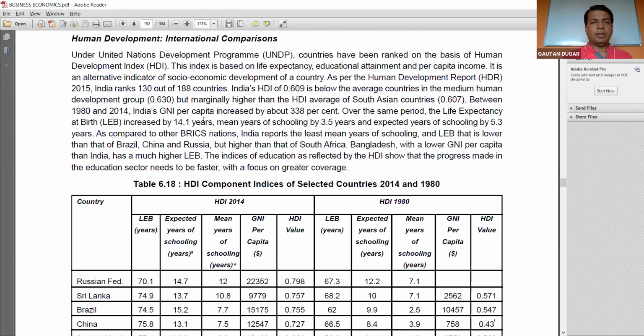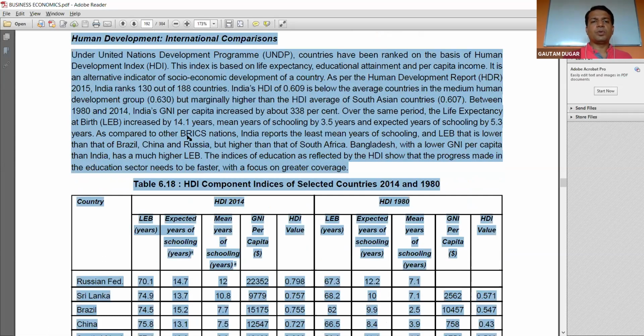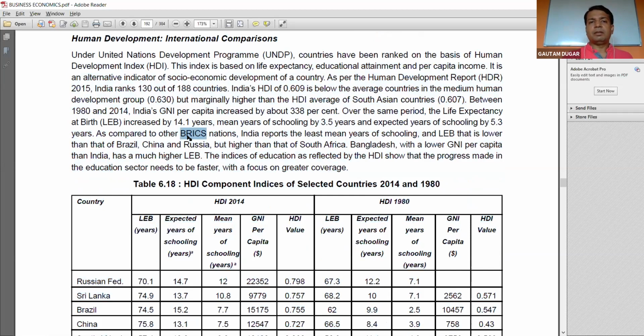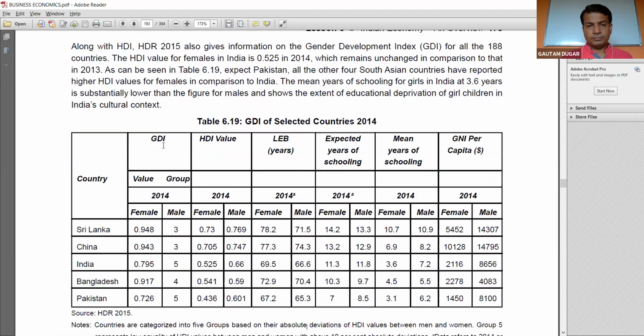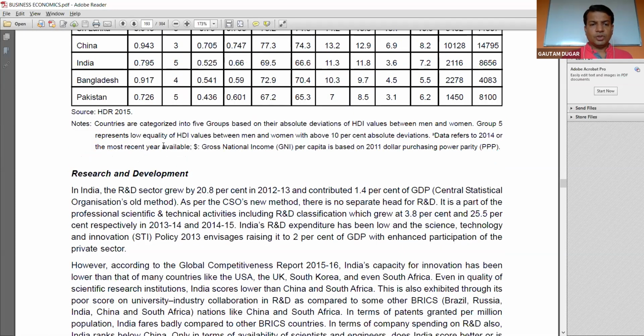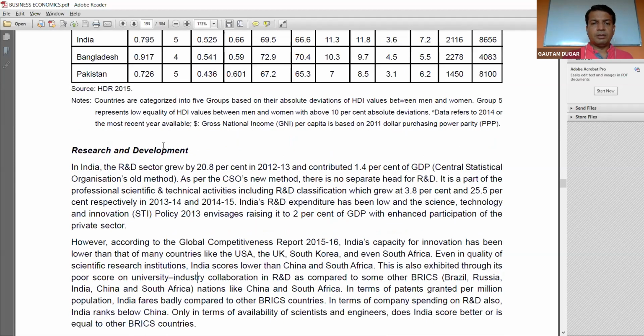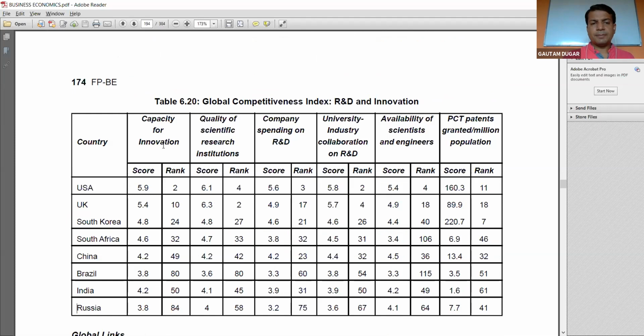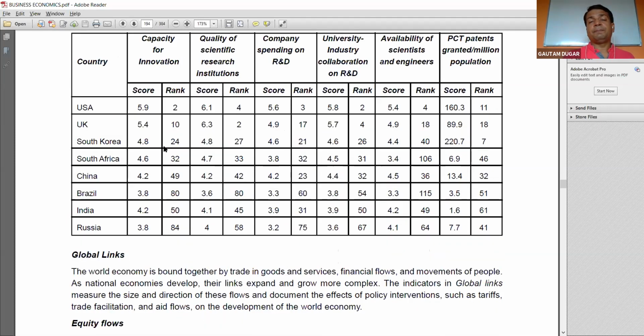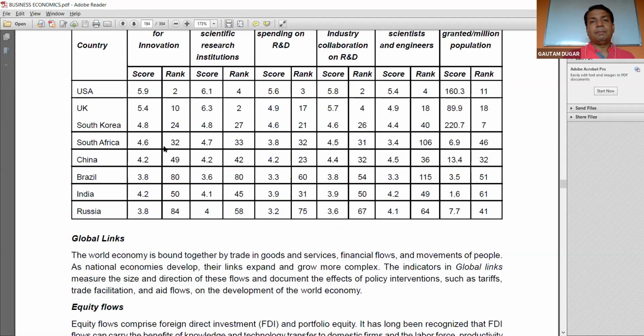Here, about the BRICS nations. I hope you know what BRICS is. It's given: Brazil, Russia, India, China, and South Africa. Obviously, in terms of research and development, we are a bit ahead of other countries because of the better technical manpower available in our country.